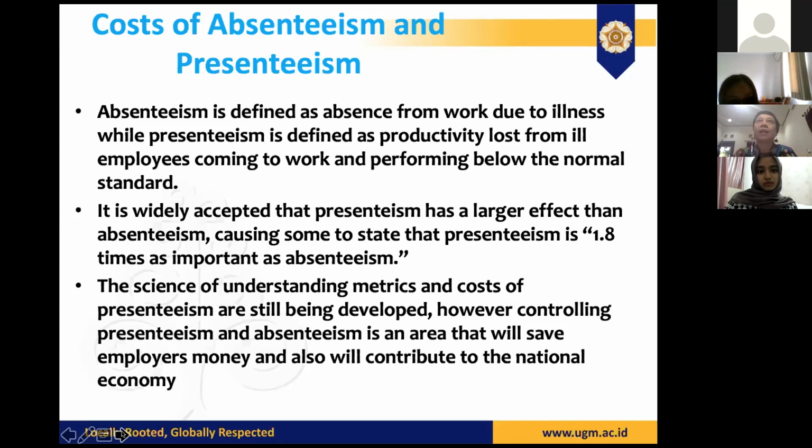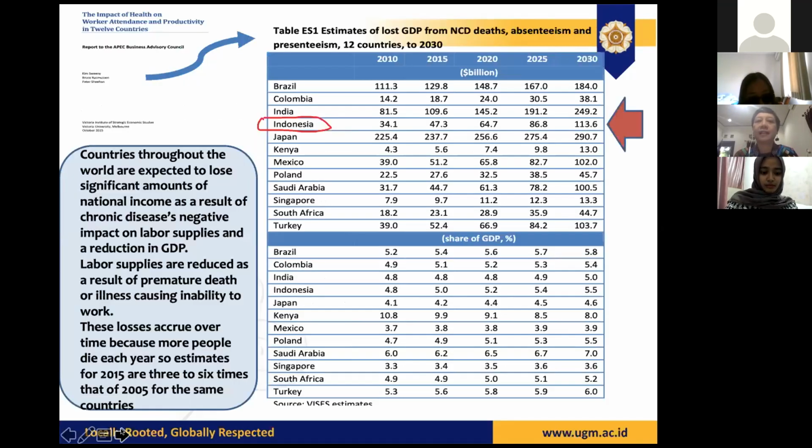Jadi orang-orang yang suffer dari NCD itu kebanyakan memang mereka bolehlah bekerja tapi tidak boleh ngoyo, tidak boleh terlalu keras. So they can go for work but they are not productive. Dan ini ongkosnya cukup banyak. Jadi this is estimate of lost GDP from NCD deaths, absenteeism and presenteeism in 12 countries. Indonesia belum terlalu tinggi tetapi sudah mulai meningkat angkanya.